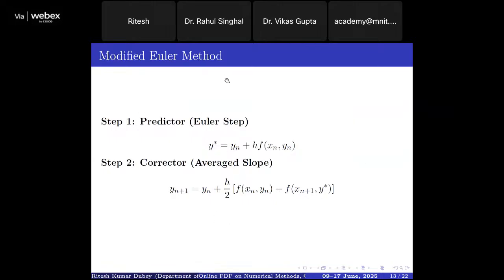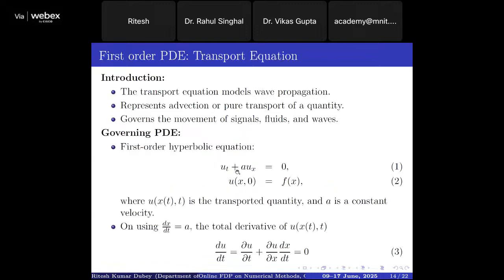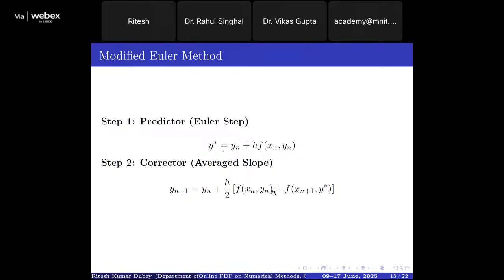And this is a modified Euler method. If the time will permit, I will try to do the coding for this also. I have not included the coding part of this. So with this, I think I have to go a little faster. But we started some 10 to 20 minutes late, so I think I have still some more time.